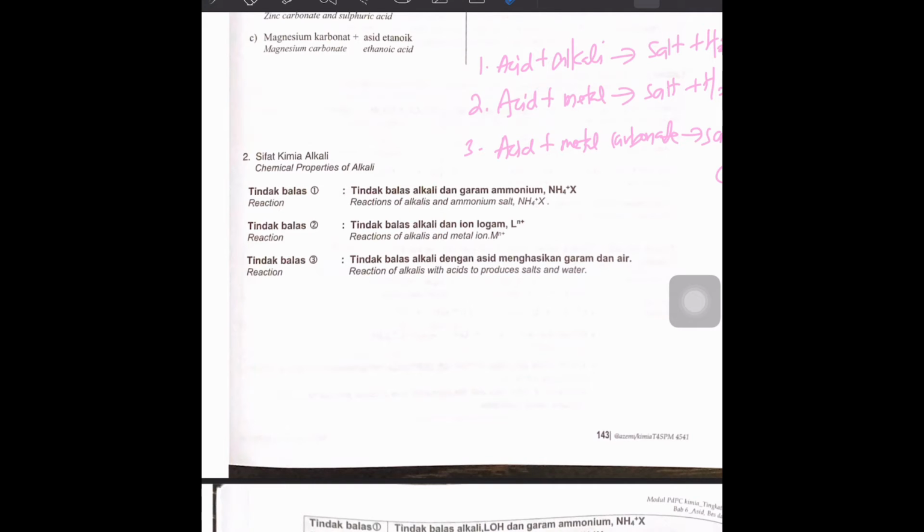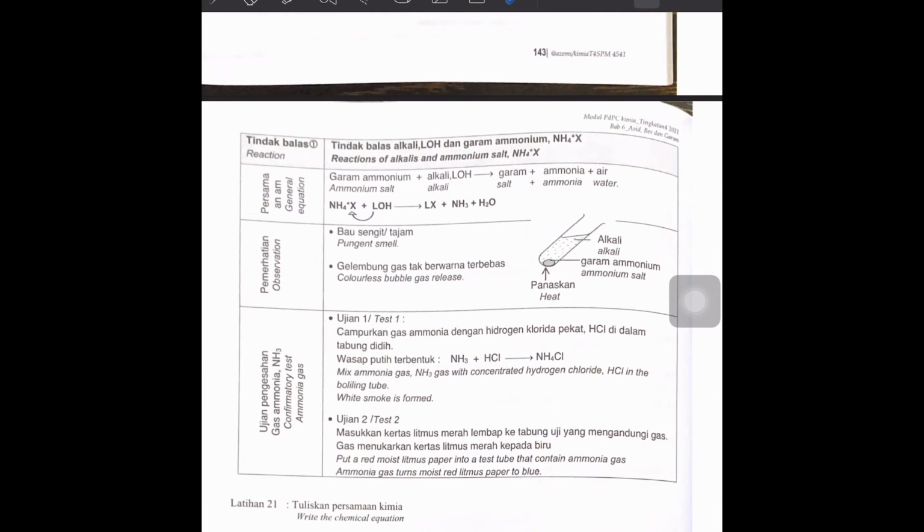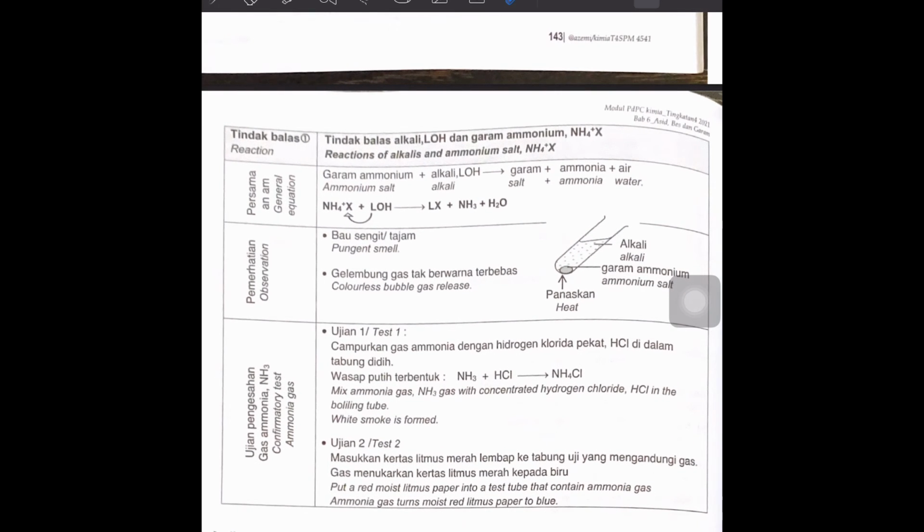Number 1, reaction of alkalis and ammonium salt. Okay, let us look at the detail over here. When an alkali react with ammonium salt, what will happen is you will get salt, ammonia gas, and also water. Okay, ingat tu ammonium salt react with alkali, you will have salt, ammonia, and water.